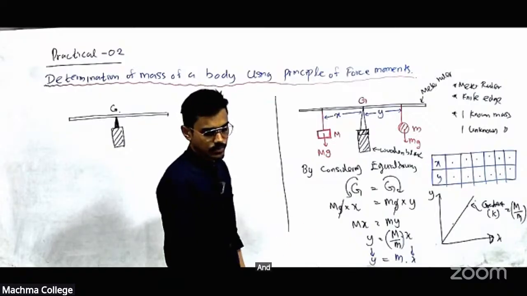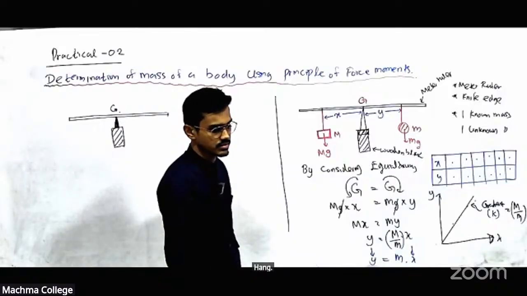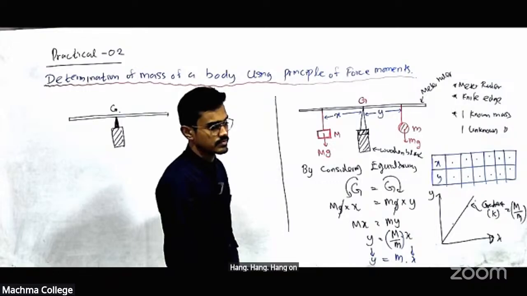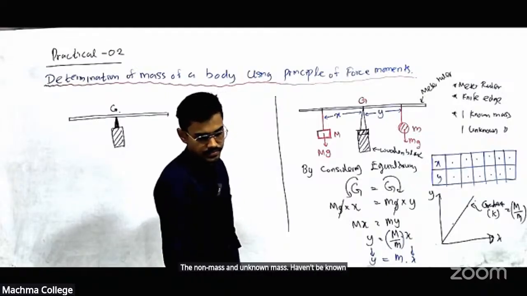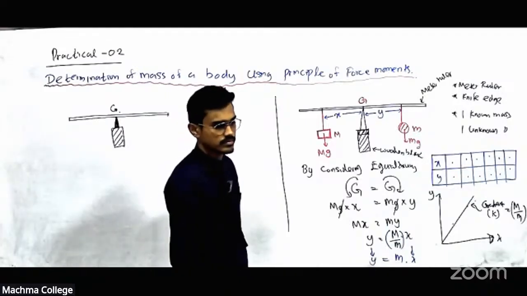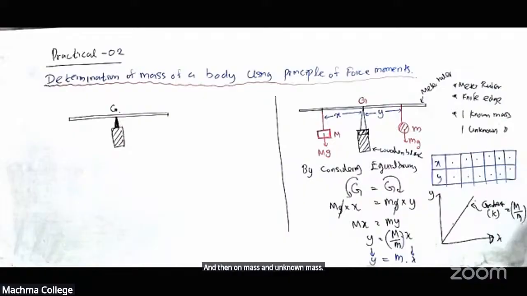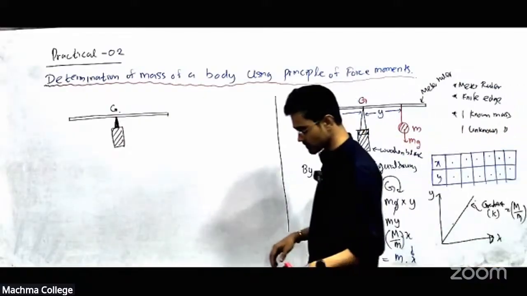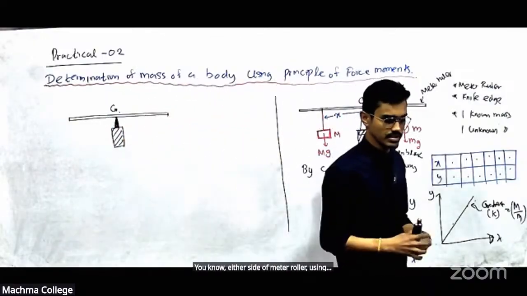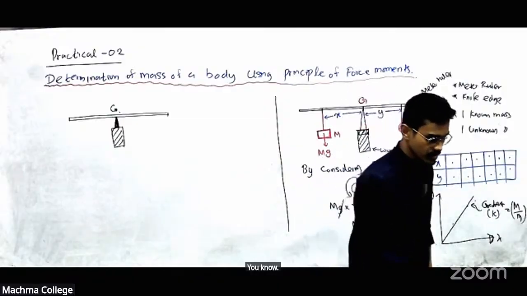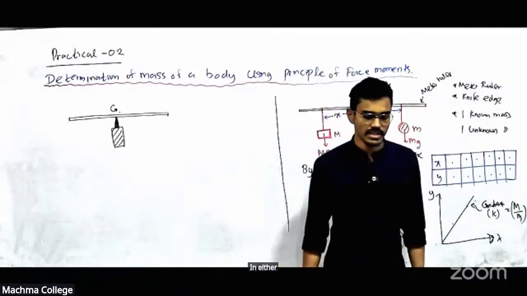And second point, hang the known mass and unknown mass in either sides of the meter ruler using strings.